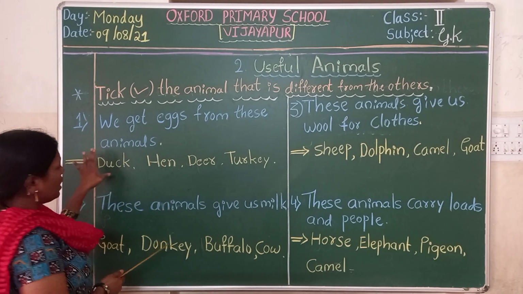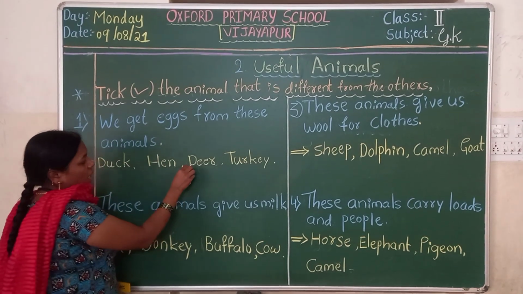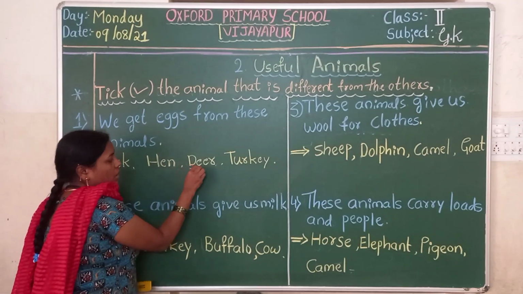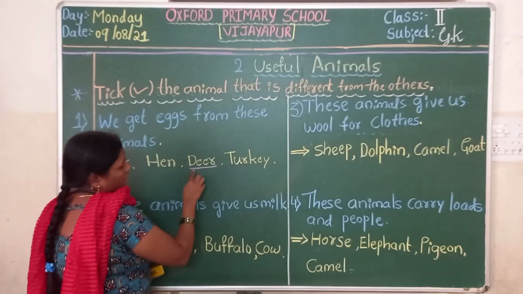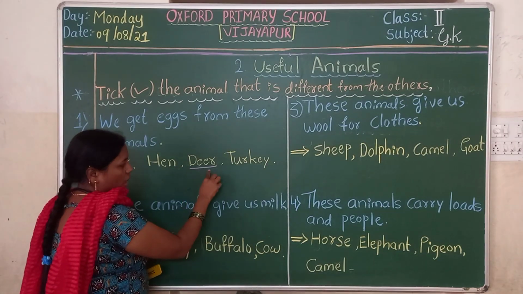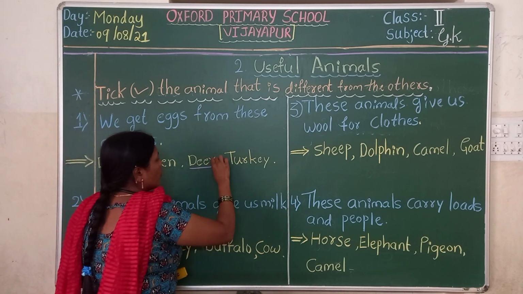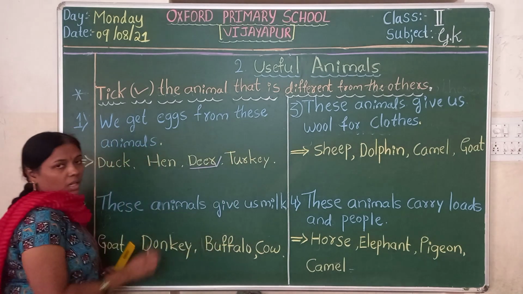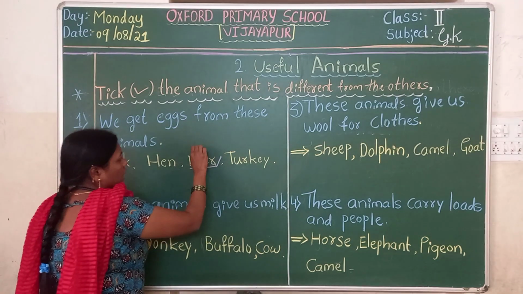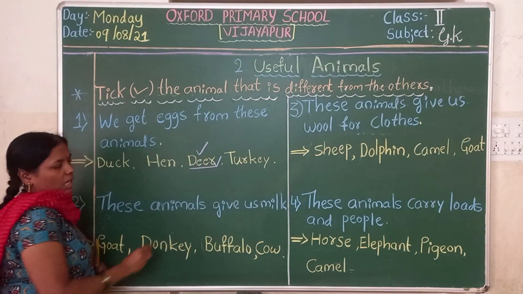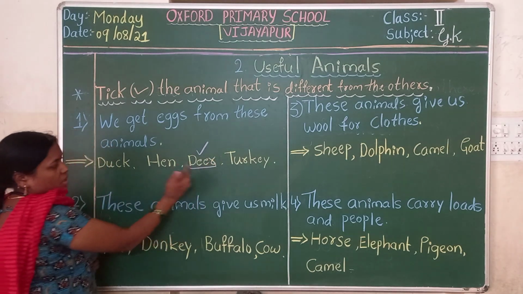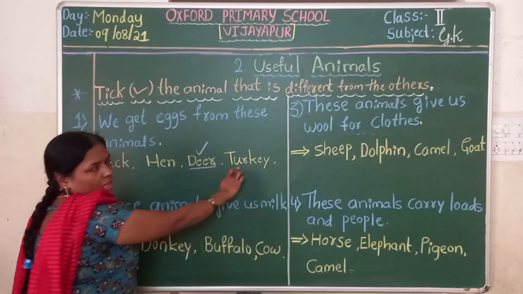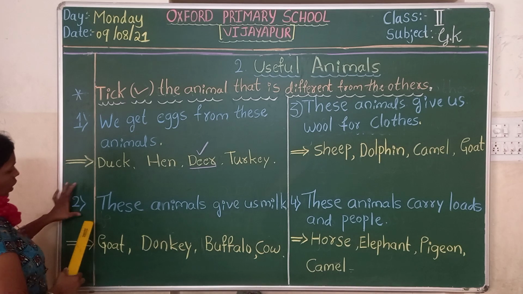Right. See, deer does not give an egg. It gives birth to a baby. So this deer we have to underline and also tick it. Tick it beside or you can tick it above. Right. So this one is different from the other 3. Right. So next question, what?